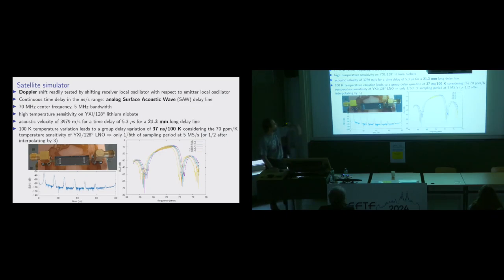So I'll let you do the calculation, but to get the 5 microseconds, through the temperature sensitivity of lithium niobate, if you shift by 100 Kelvin, it will introduce 37 nanoseconds, and that means you have a 21 millimeter long delay line. But it's a Rayleigh wave, so you have very low losses. Your losses are only introduced by the electromechanical coupling coefficient of lithium niobate, not by the propagation loss. Rayleigh wave has negligible propagation loss.